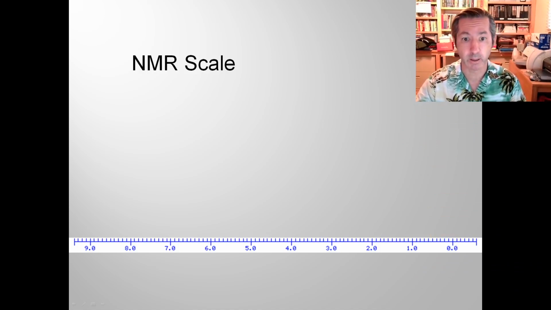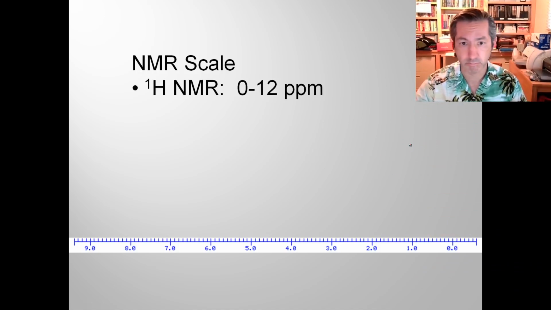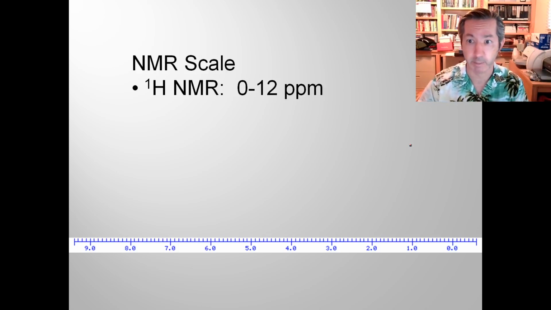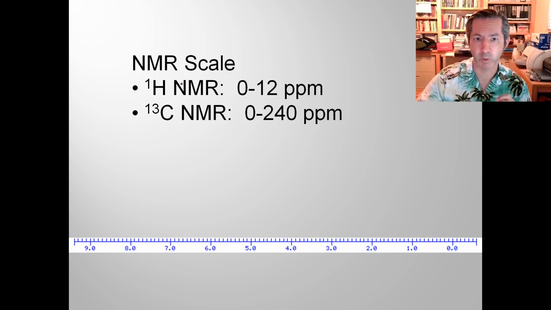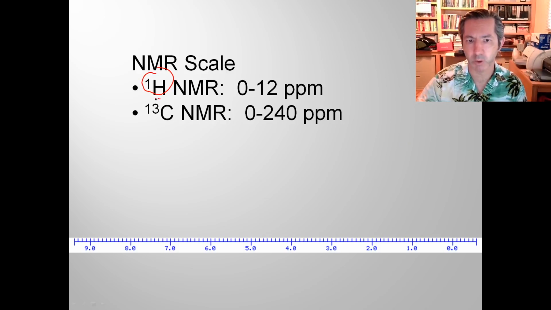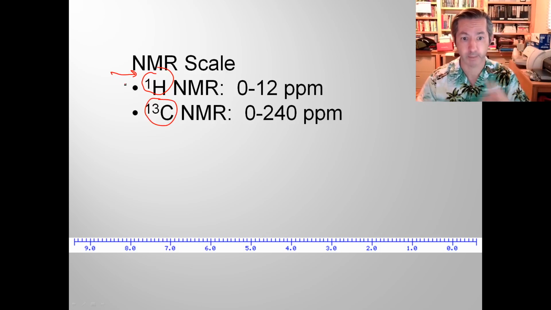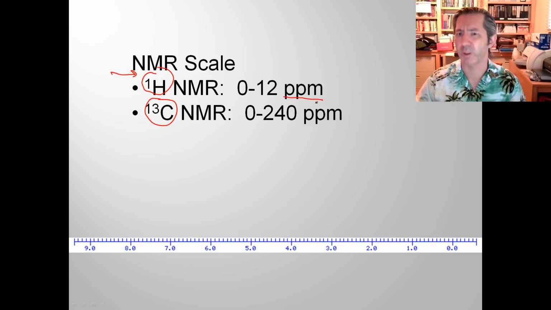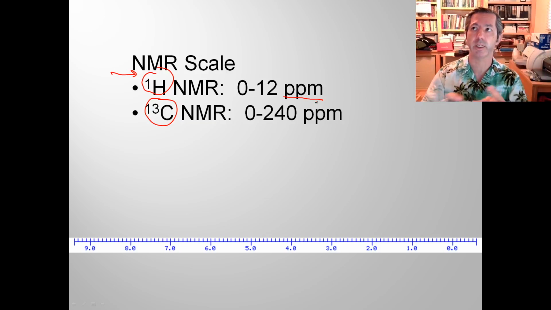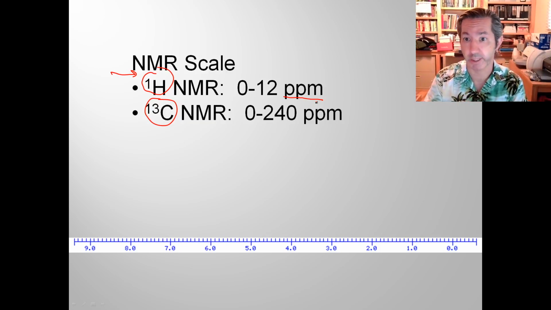So the NMR scale can go, depending on what nucleus you're looking at, from 0 to 12 ppm or 0 to 240 ppm. And remember, we're organic chemists, so we care about the protons and the carbons, and especially the protons. So a little bit about that scale, parts per million, which you might remember from general chemistry as a seldom used concentration unit.